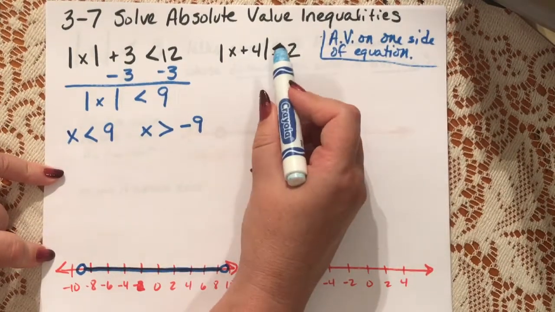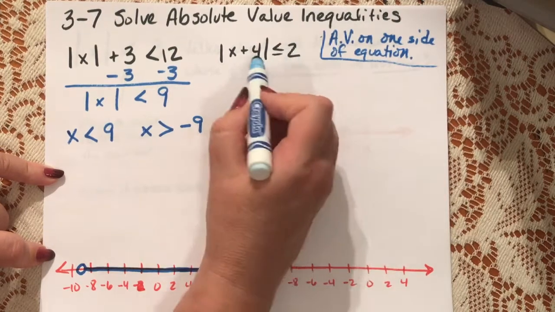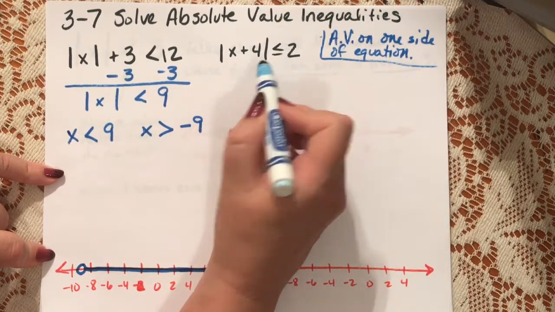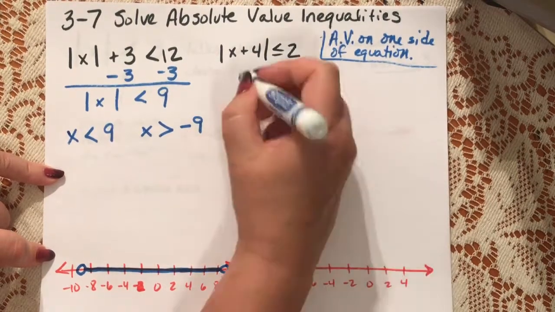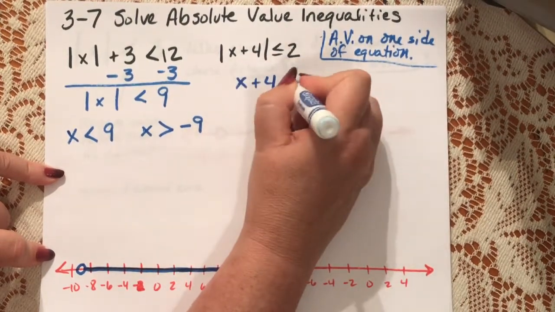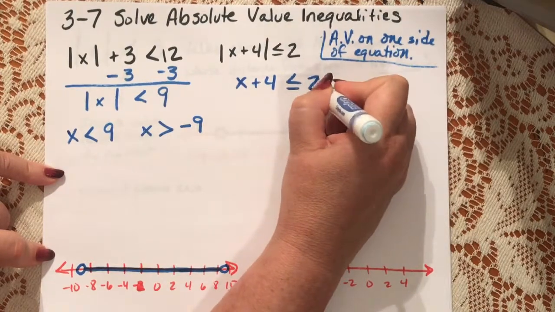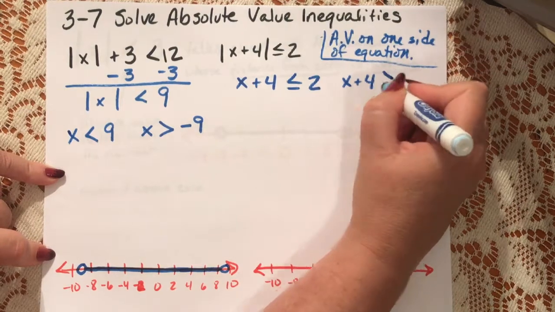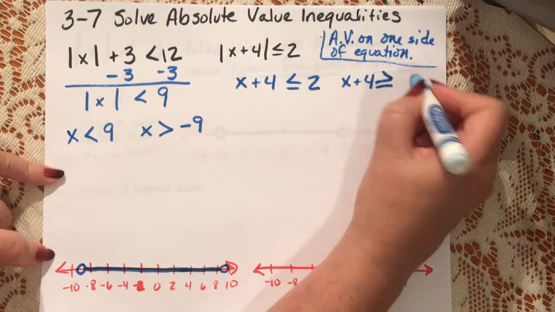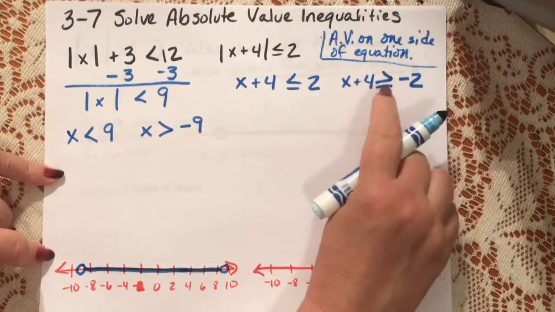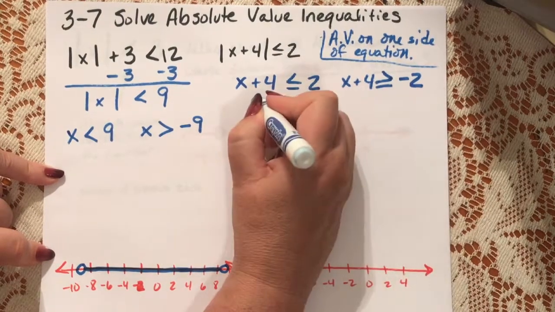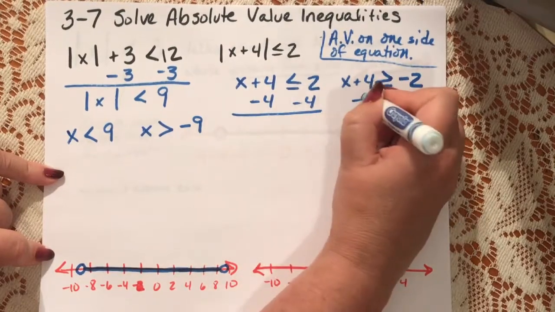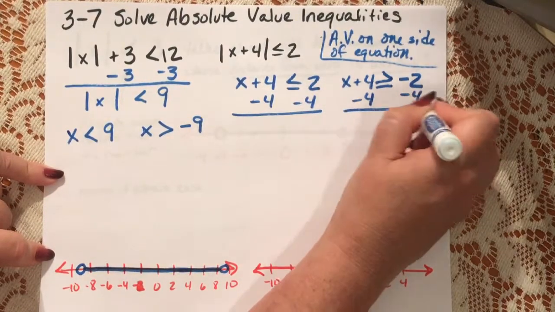Absolute value of x plus 4 is smaller than or equal to 2. Already my absolute value is the only thing on this side of the equation, so I can just go ahead and solve both of these problems. I have x plus 4 is greater than or equal to positive 2, and I have x plus 4 is greater than or equal to negative 2, because this flips. Now I subtract 4 from both sides.